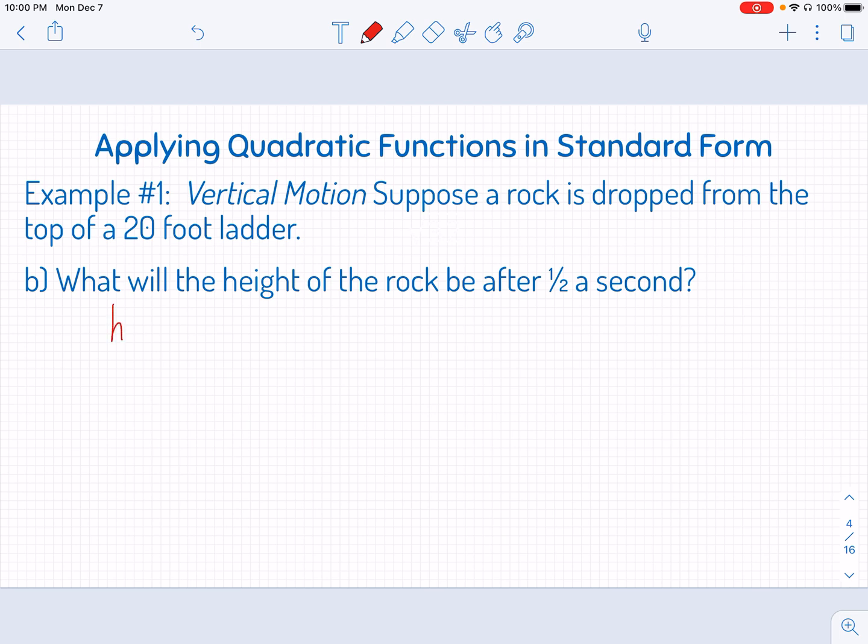I'm going to write that down quick because I know you can't see that last slide. And this is part B, and it says for the same example, what would the height of the rock be after half a second? So since our time is in terms of seconds, we're just going to plug in a half.